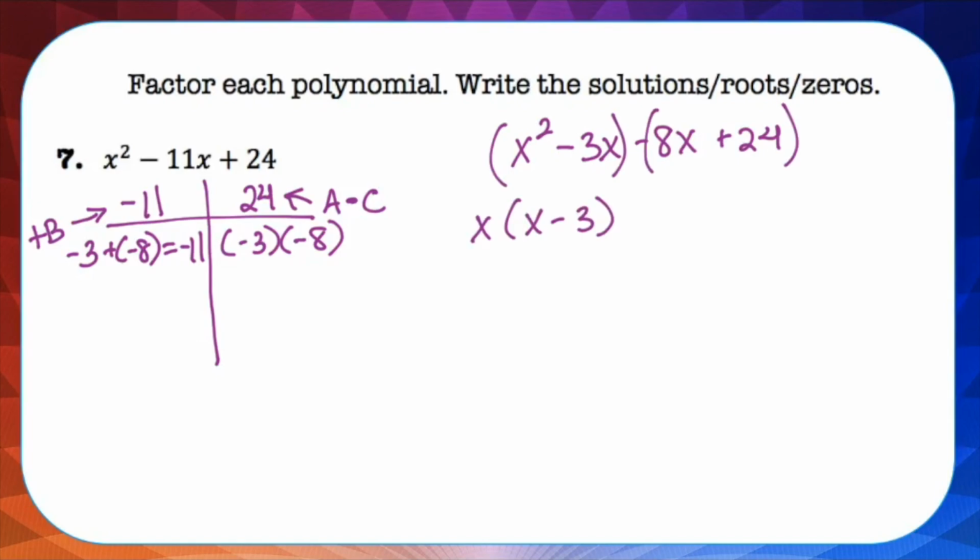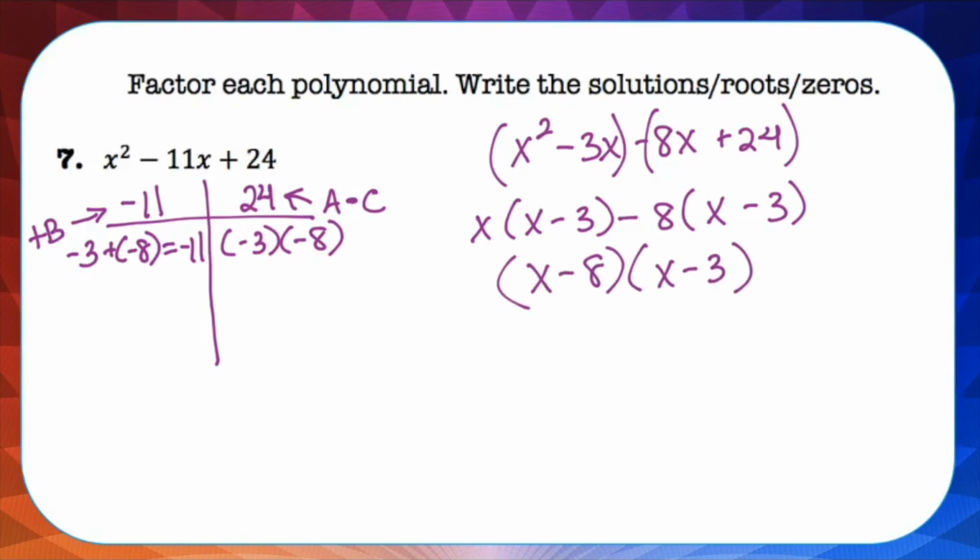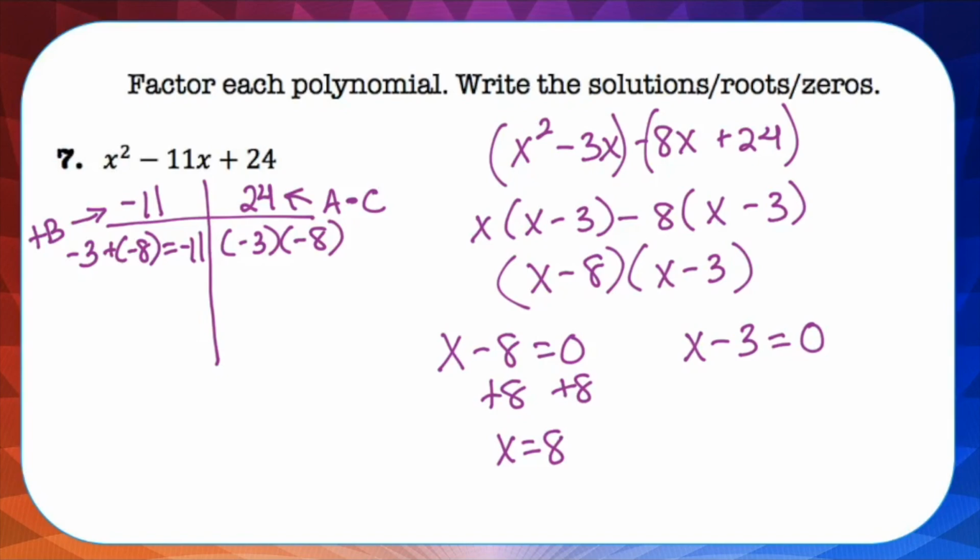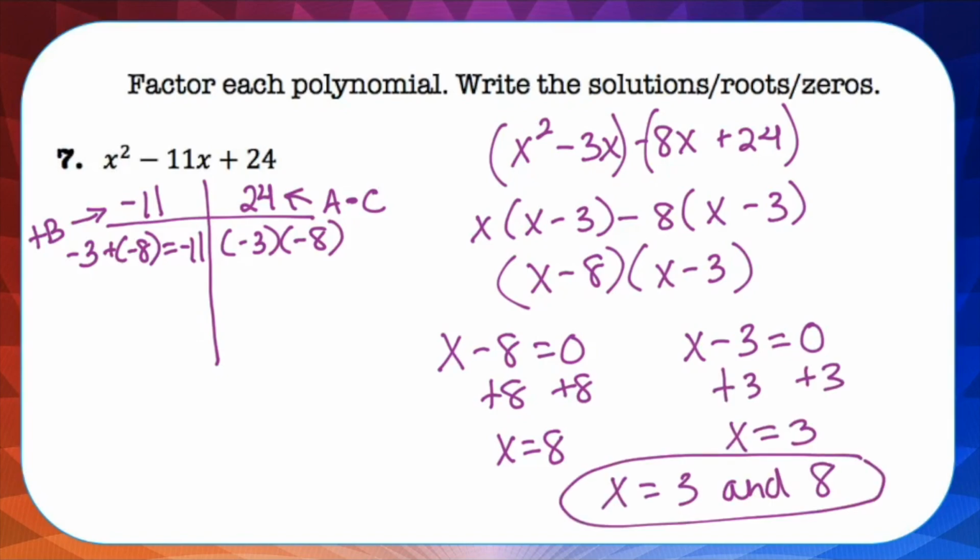So parentheses, GCF, GCF, common binomial, put the two GCFs together. Common binomial is the other part of the answer. Set each one equal to 0. Add 8 for the first one, so you get x equals 8. Add 3 for the second one, so you get x equals 3. So your two roots are 3 and 8.